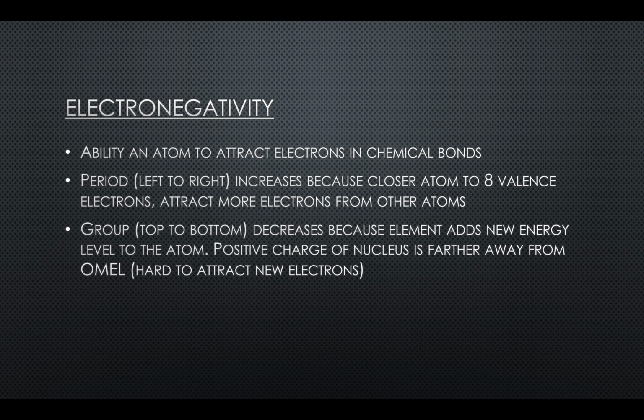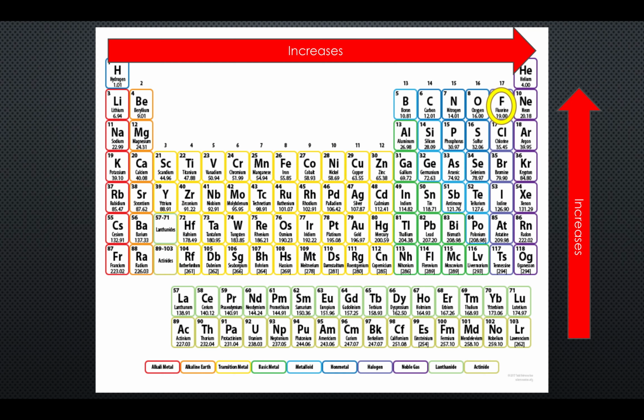Next, we have the electronegativity. Electronegativity means the ability of an atom to attract electrons in a chemical bond. So if we look at the periodic table, periods from left to right increase because the closer the atom is to 8 valence electrons, the more it attracts electrons from other atoms. And group from top to bottom decreases because elements add new energy levels to an atom, and the positive charge of the nucleus is further away from the outermost energy level, making it hard to attract new electrons. So an easier way to understand this is that it's the same thing as the ionization energy trend. It has the same terminologies.